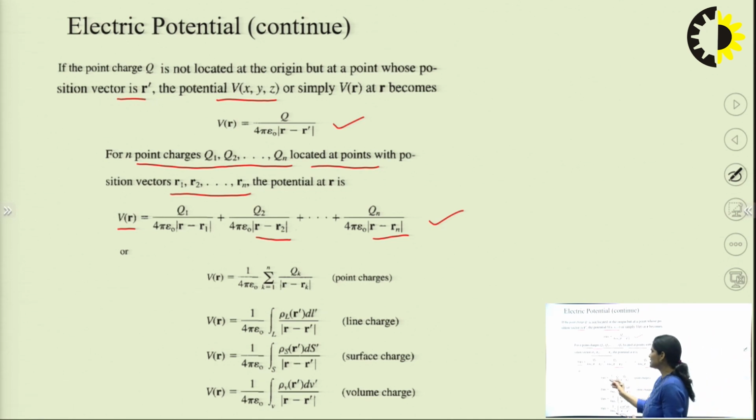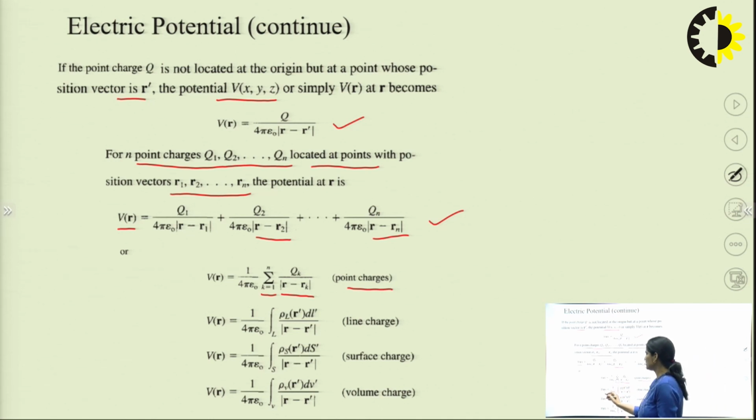Now V(r) is equal to 1 upon 4 pi epsilon naught, summation k equal to 1 to n, of qk upon magnitude r minus rk, if a number of charges are present. So this is the potential for point charges.